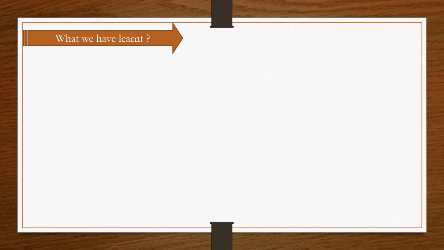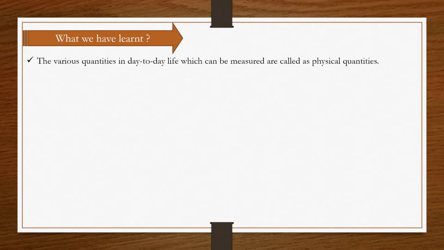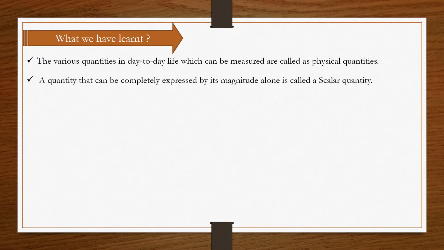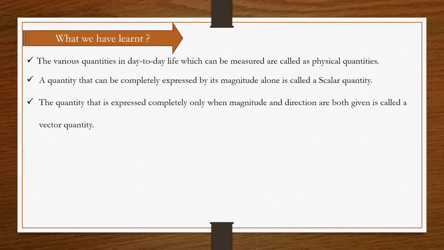So students, this was the end of the chapter. Now let us summarize what we have learned in this chapter. We learned that the various quantities in day-to-day life which can be measured are called physical quantities. A quantity that can be completely expressed by its magnitude alone is called a scalar quantity. And a quantity that is expressed completely only when magnitude and direction are both given is called a vector quantity.